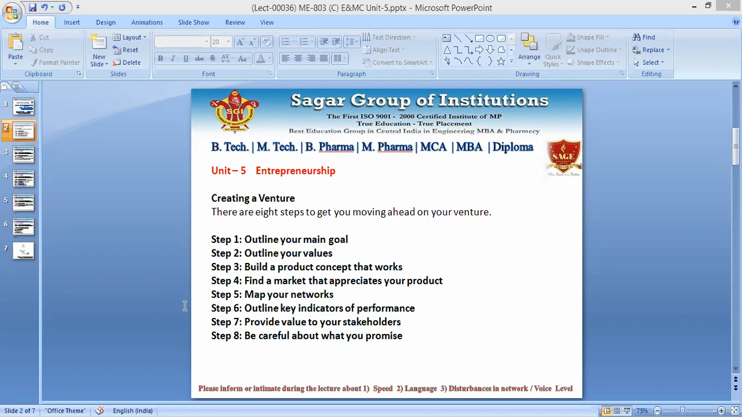First one is outline your main goal. What is your objective? Are you focusing on a problem or a solution? If you are focusing on only developing a solution, then you may fail. Why? Because the customer will only buy if they think you can solve their problems. Otherwise, not. So don't think only of solutions. Try to make the customer realize the problem and then give the solution to them. So this will be the better approach.